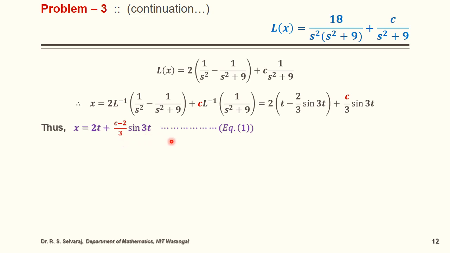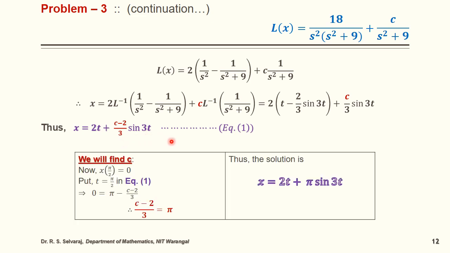Now we need to find out the value of c. How are we going to find it? You see, x of pi by 2 is equal to 0 is given. Now put t is equal to pi by 2 in equation 1, and we will get c minus 2 divided by 3 as pi, and put that into equation 1. We will get the solution to be x is equal to 2t plus pi sin 3t. So this is the solution for the differential equation when the initial condition is not given.